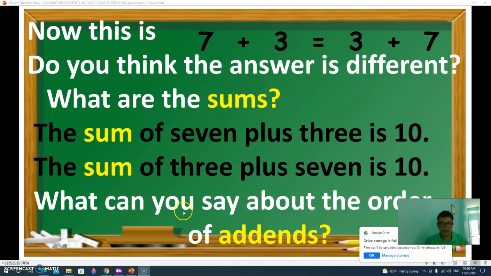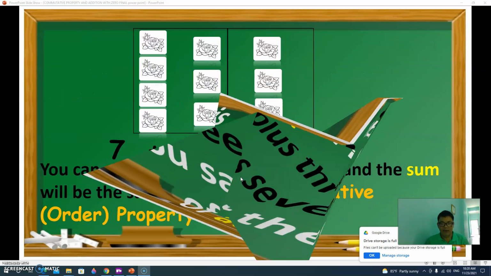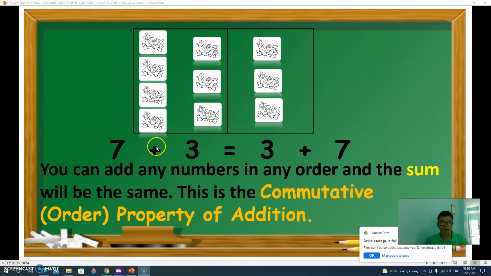What can you say about the order of addends? 7 plus 3 equals 3 plus 7. You can add any numbers in any order and the sum will be the same. If you add 7 plus 3, what is your answer? 10. Very good. If you add 3 and 7, what is your answer? 10. So the same answer.